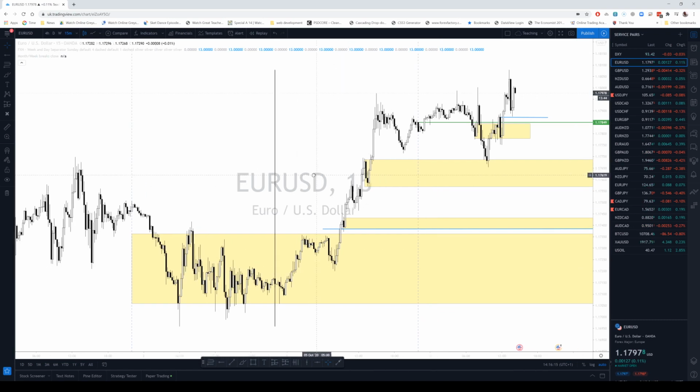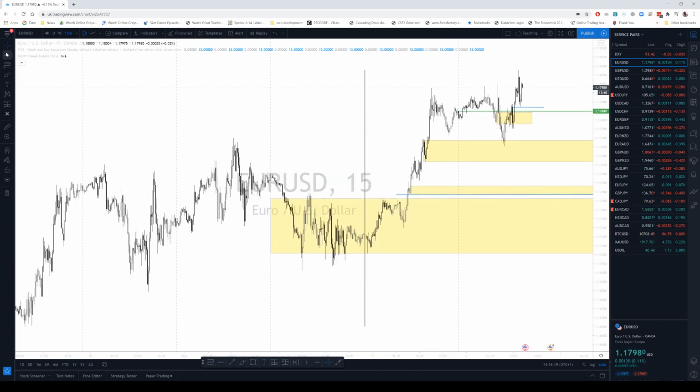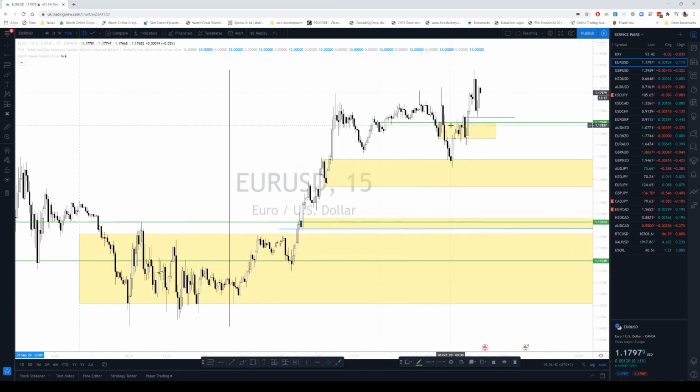So let me go and draw this one. So we want something like this. We open, we drop, and then we just keep going higher, and then we close, and by the end of the day the candle becomes a bullish candle. Or we open, we went up, and then we go down, go back up, and then we come back down, and we close bearish for the day. This is not doing that.